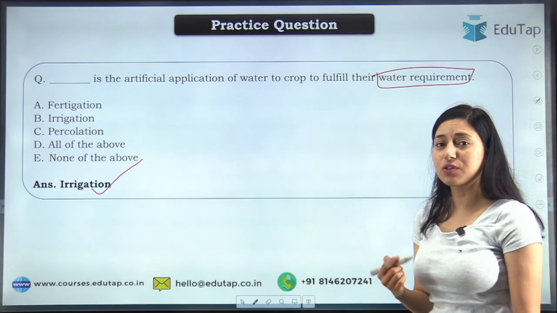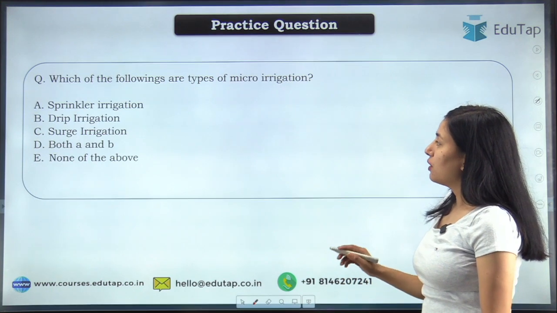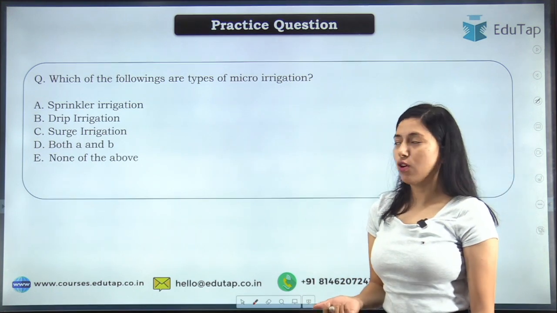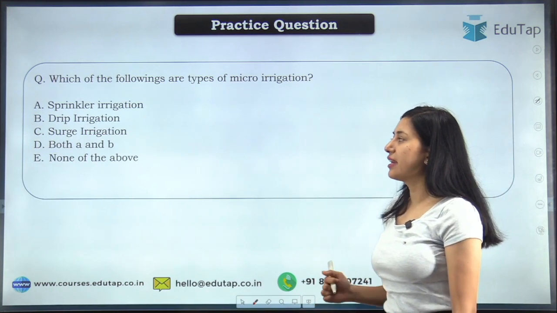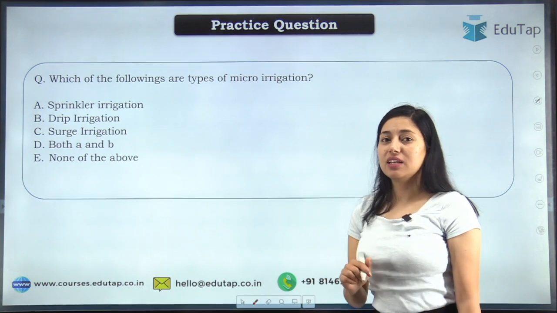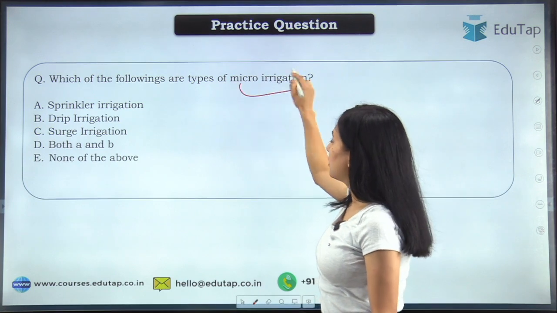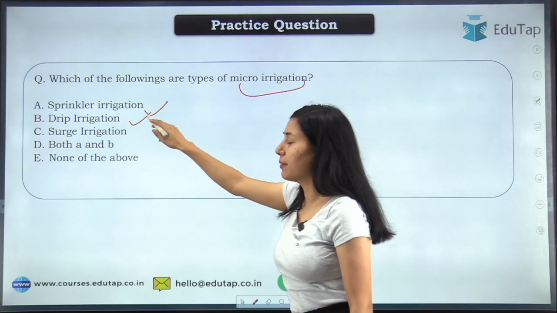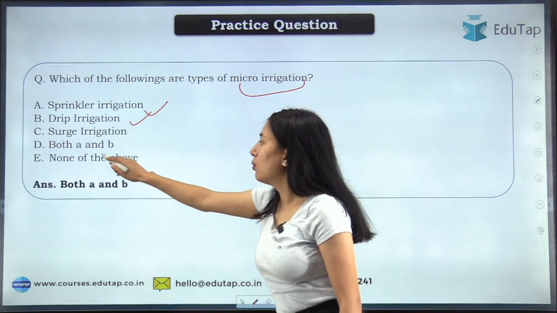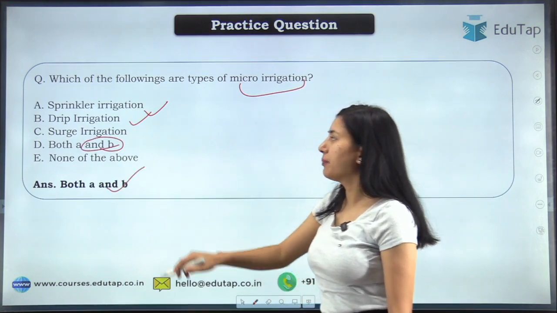Now moving on to the next question, which says, which of the following are the types of micro irrigation? Options are sprinkler irrigation, drip irrigation, surge irrigation, both A and B, none of the above. Students, we have discussed that micro irrigation is of two types, sprinkler and drip. So the answer for this question will be both A and B.